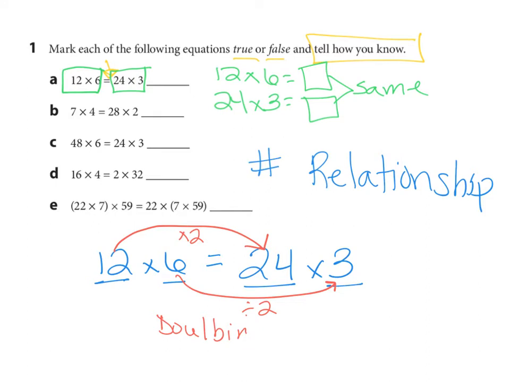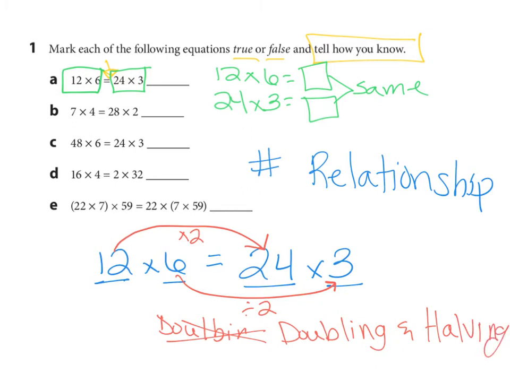Apparently, I can't spell, guys and gals. Doubling and halving. So look at those number relationships. How do the numbers or the factors on one side of the equal sign connect to the factors on the other? And can you use that to see if those products are similar?